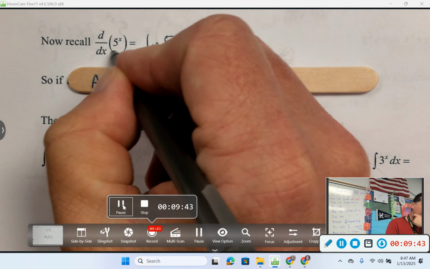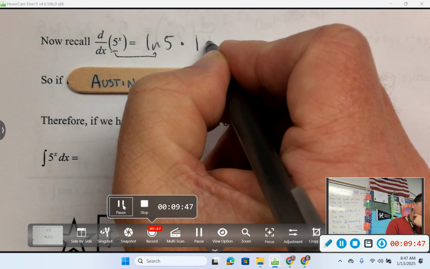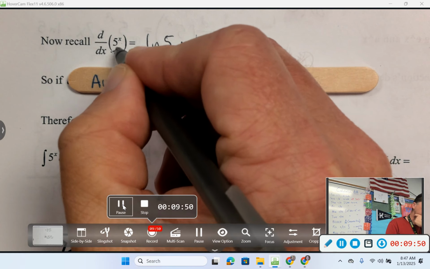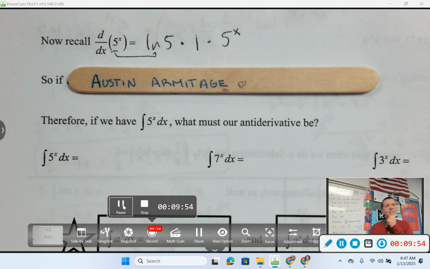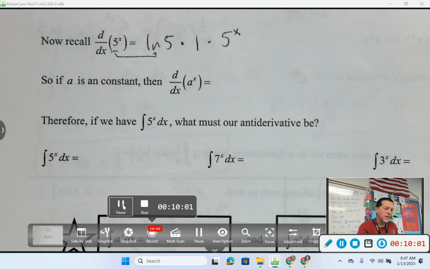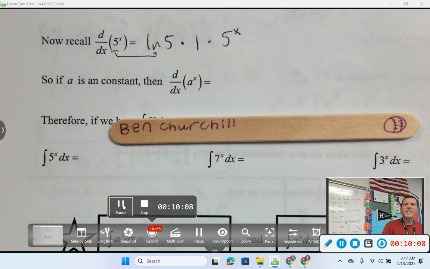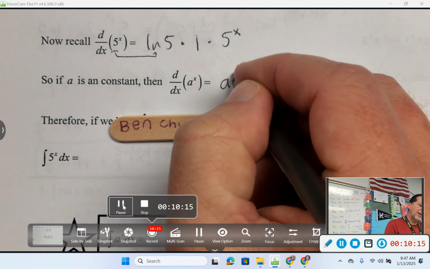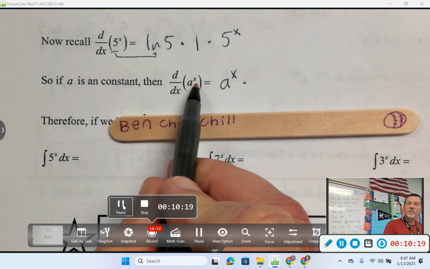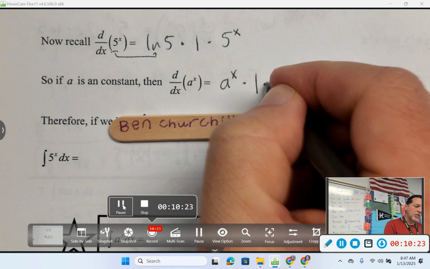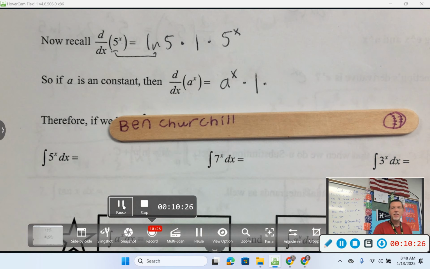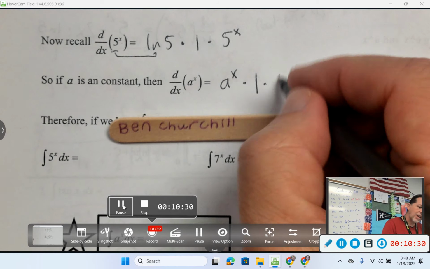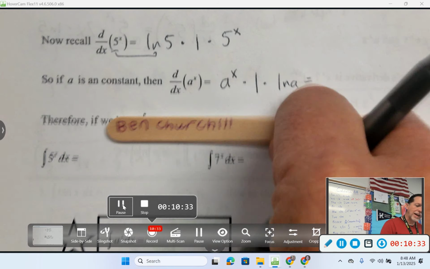That ln 5 is from the 5. That's the chain rule, yes. But the derivative of a power, or an exponent, is that 5 to the x. So you remember the natural log part, you remember the chain rule, but the 5 to the x part, we've got to be careful. Then how about the derivative of a to the x? Okay, I like a to the x. Chain rule, what's the derivative of x? 1. But then, assuming that a is not equal to e, so assuming we have a different base down there, natural log of a. Obviously, you don't have to write the 1, but that kind of emphasizes the chain rule.